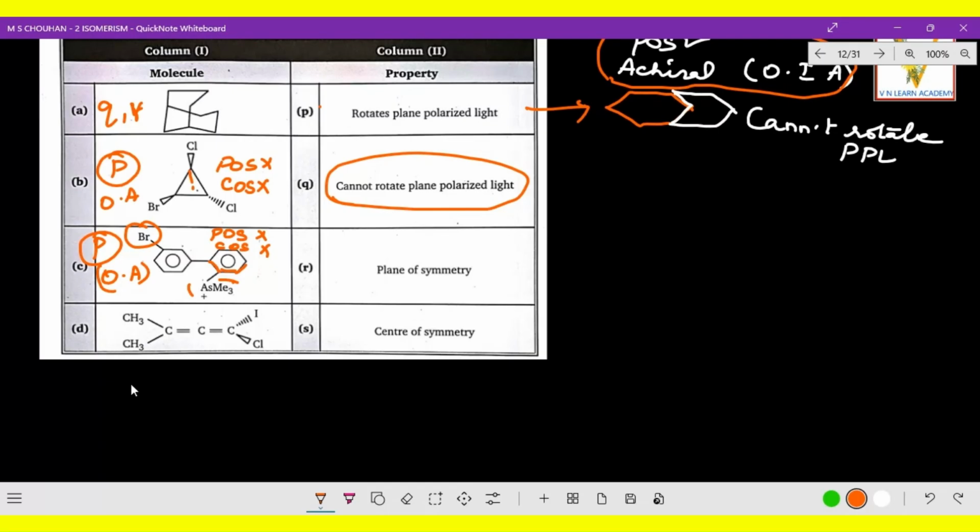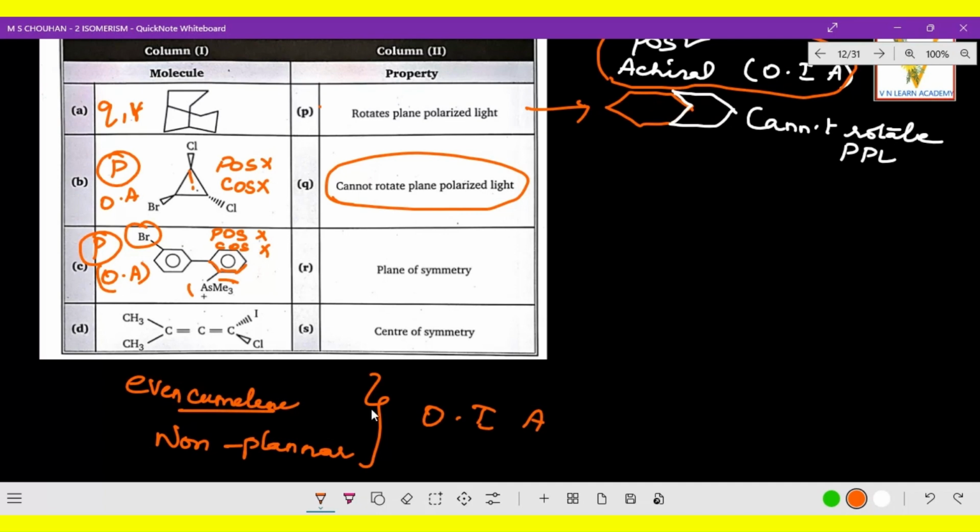So this is an even cumulene. Allene also we can say, cumulene also we can say. So this is an even cumulene, and this is non-planar, and so this one is optically inactive. Actually, this is achiral. See, achiral, right? CH3, achiral, right?